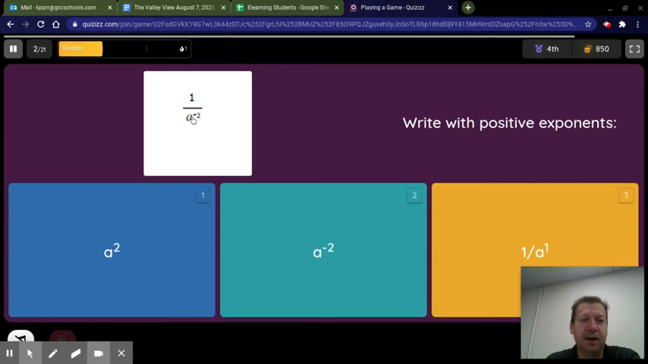So all I have to do right here is take the a to the negative 2 and move it to the top and make it positive. And then I have 1 times a to the second, not negative second, a to the second. And anything times 1 is itself. And then it's over 1. And so I get a to the second.